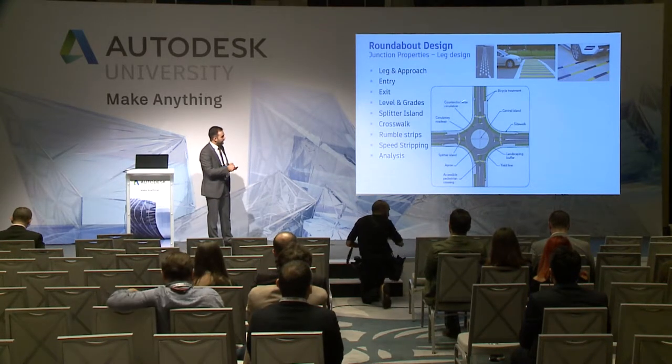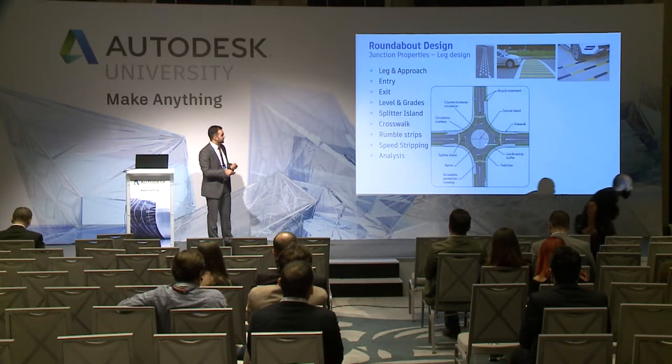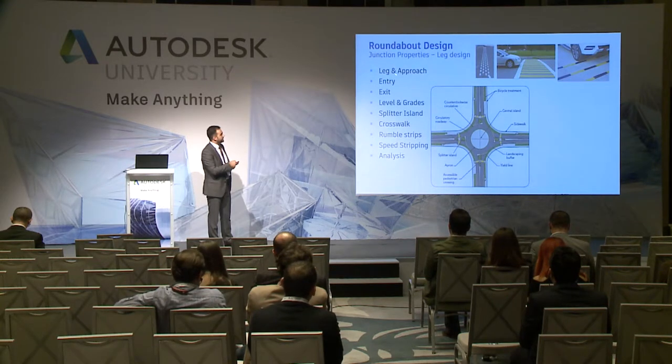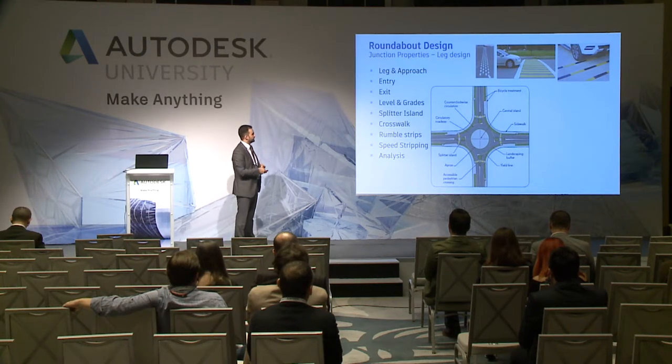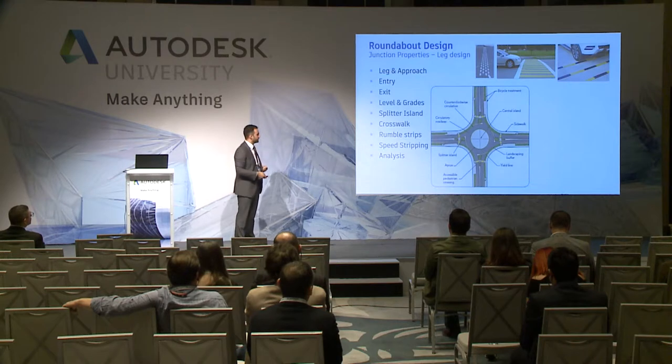So it will help you sketch this roundabout and design it, taking into account the legs and approaches. I'm just going to talk about the terminology a little bit for those of you who don't work with Civil 3D or civil design. When we talk about the legs, this is the first leg of a roundabout. This is second, third, and fourth. Basically, the alignments going into the roundabout.